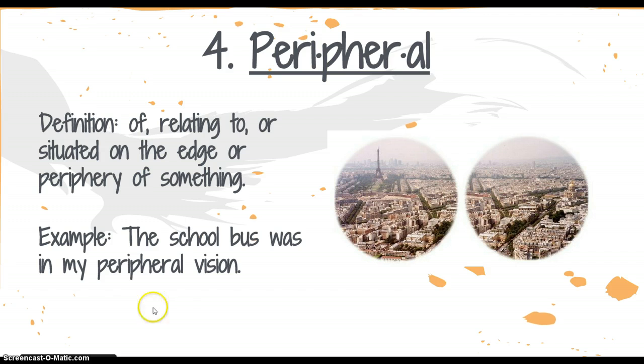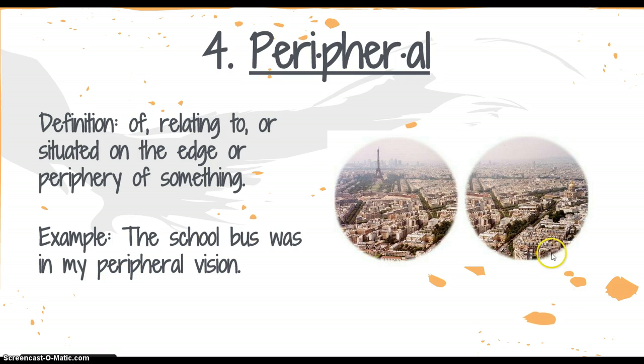Okay? Our next word is peripheral. Peripheral. You're going to separate the prefix from the base word by drawing a line right here. Definition of peripheral: of, relating to, or situated on the edge or periphery of something. Definition again: relating to or situated on the edge or periphery of something. Example: the school bus was in my peripheral vision.